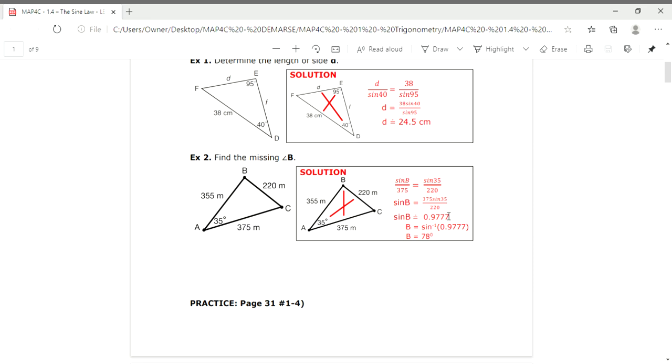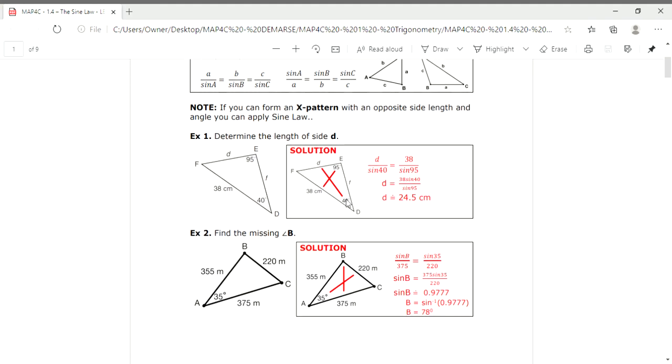Recall what the last step is to solve for an angle if you have the trig ratio. The last is to take the opposite of sine, which is sine inverse. So my last move will be to take the sine inverse of 0.9777. And on a calculator, that comes out to be approximately 78 degrees. My final value of angle B is about 78 degrees.